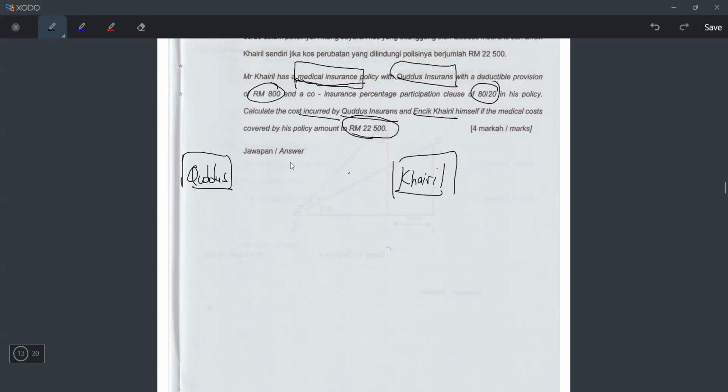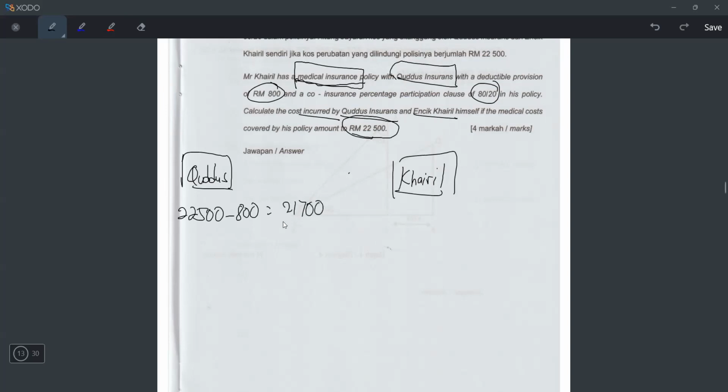So the bill is 22500. After he does the surgery, the bill comes out already 22500. But if you want to know how much the insurance company will pay for you, you have to minus the deductible first. Okay. What is the deductible? The deductible is the money that you agree to pay if something happens. You will pay 800 by yourself, that's what it means. So the amount is 21700.